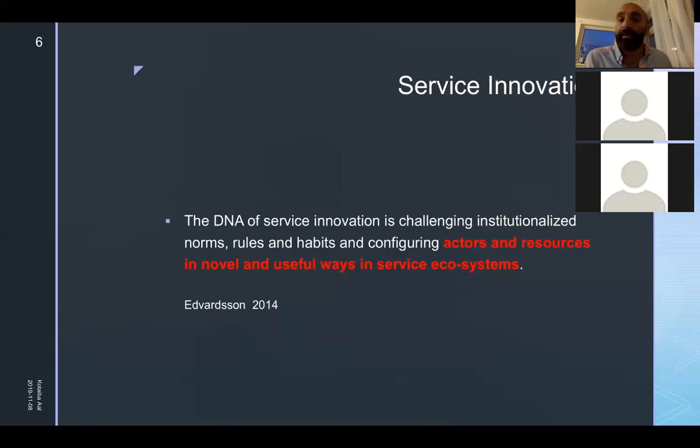Meaning, as I gave an example, Airbnb disrupted and challenged the institutionalized norms by which, before, people were not allowed or not able to host a stranger. Now it has moved to a point where people can simply open their houses to any person who is part of this platform to stay over. So this has been a service innovation, because it challenged an institutionalized norm, rule and habit.